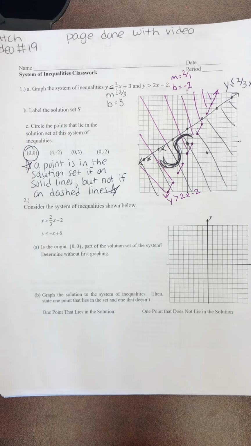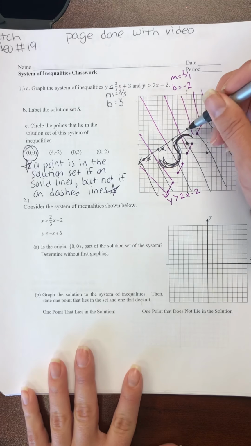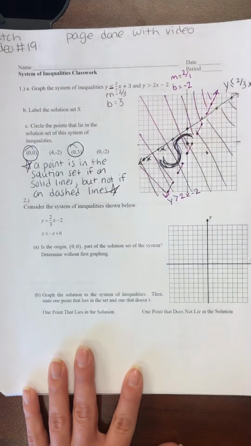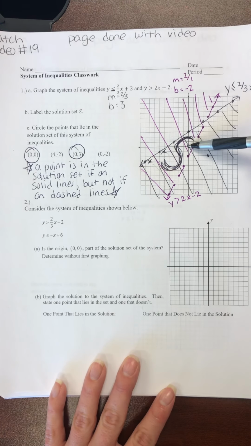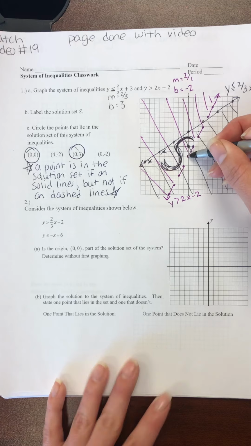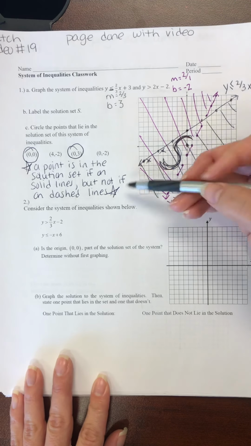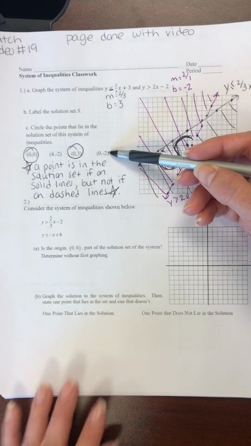So a point is in the solution set if the point is on solid lines, but not if the point is on dashed lines. So this point right here that we went to was on a solid line, so this would be in my solution set. Then I have the point 0, negative 2. So 0, negative 2 says I'm not going left or right, but I'm going down 1, 2. That is on a dashed line, so based on what we just wrote, it is not in the solution set, so I'm not going to circle that point.